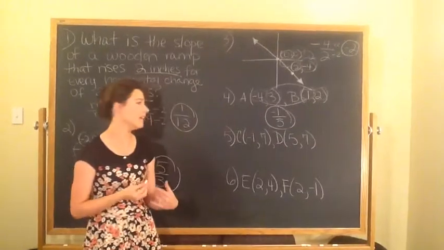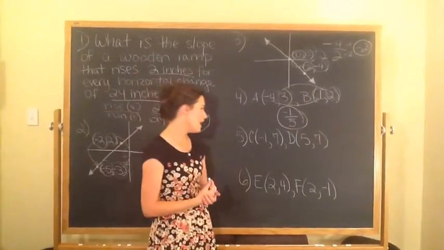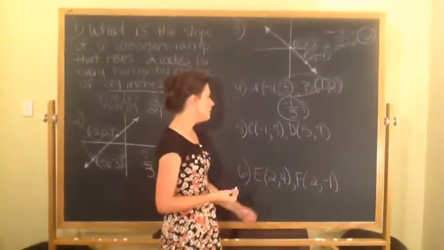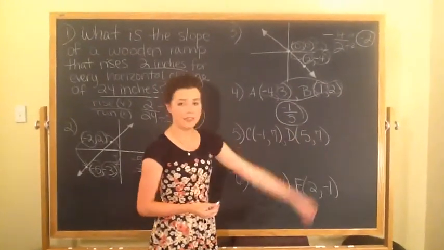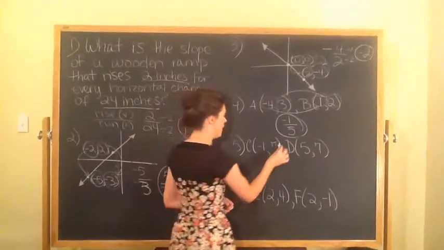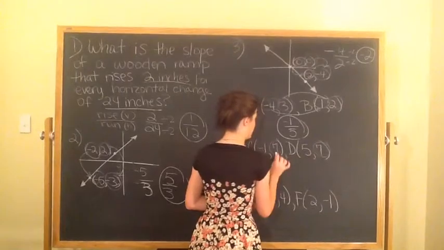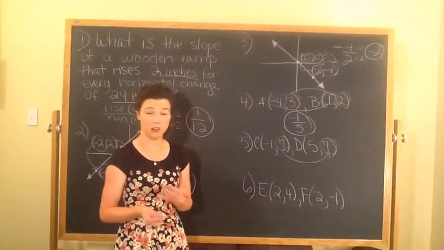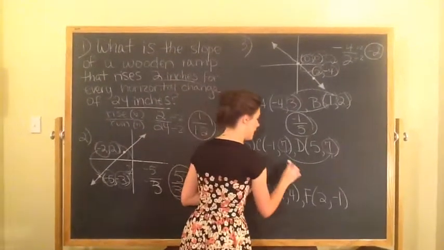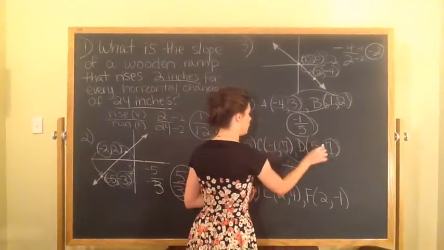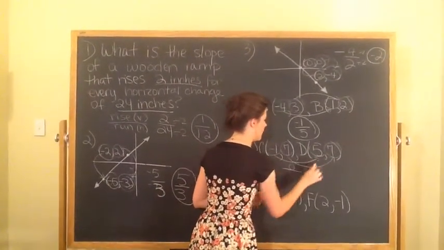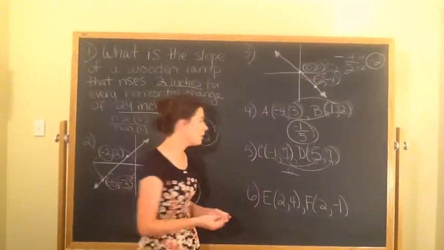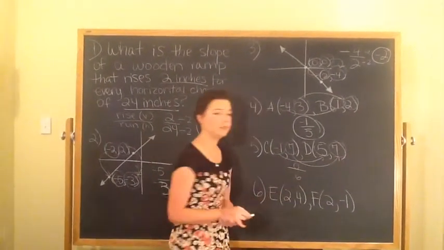Can't simplify anything else. Okay, let's look at number 5. We have 2 points: (-1, 7) and (5, 7). Let's find our change. To go from 7 to 7, do we have to go up any at all? In this case, no. So we have a 0 over -1 to 5. To get from -1 to 5, we have to go up by 6. So it'll be 0 over 6.